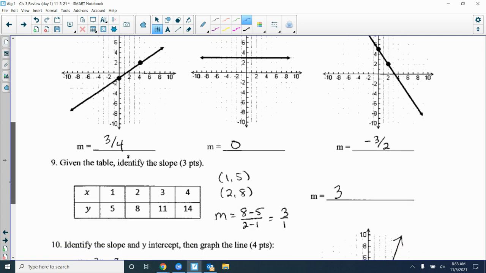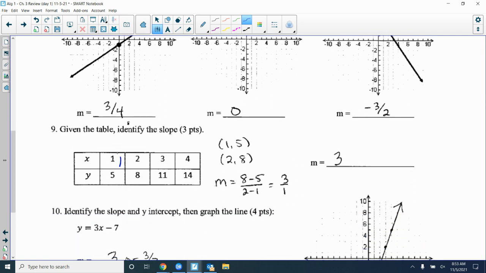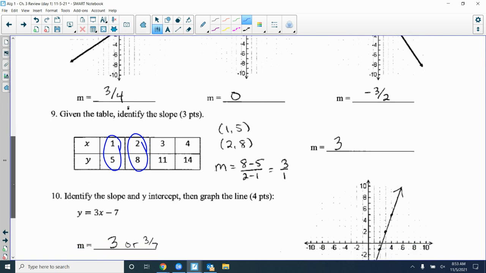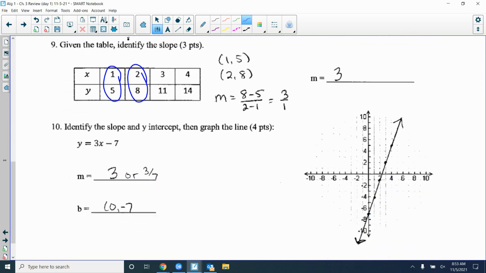Okay, so make sure. The table, I used 1, 5, 2, 8, but it didn't matter which points you used. It's got to give you 3/1 or 3. Slope and y-intercept. Slope is 3. That's a 1 there. I know for whatever reason it looks like a 7. That's a 1. 3 or 3/1. 0, -7 is my y-intercept. So you start at -7, go up 3/1, up 3/1. Okay, for that one. All right, last page.